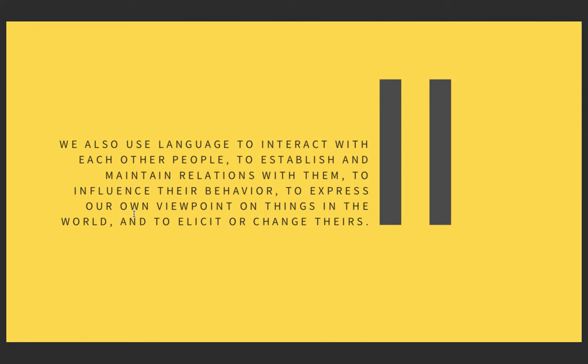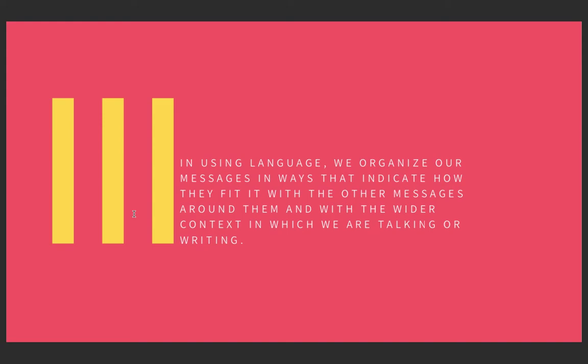And in return, they also try to influence us with what they perceive in the world. With two-way communication, we have the sender, the message, the receiver, and vice versa. We come up with a negotiated meaning that makes language meaningful. Third, in using language, we organize our messages in ways that indicate how they fit with other messages around them and with the wider context in which we are talking or writing.